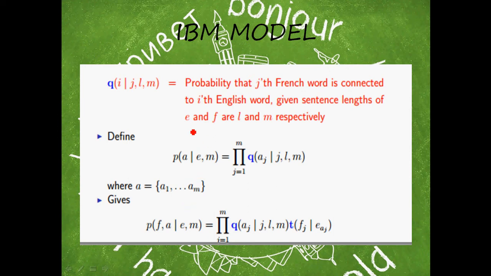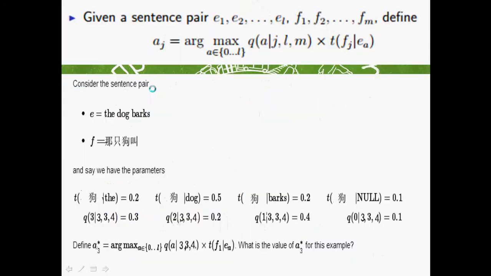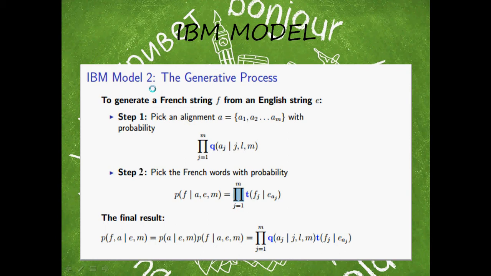Here is another notation, q of i given j, l, m, is the probability that the jth French word is connected to the ith English word, given that the sentence lengths of E and F are l and m respectively. To generate a French string F from an English sentence E, the first step is to pick alignment A from A1, A2 to An with probability q of a_i given i, l, m, and multiply them together.